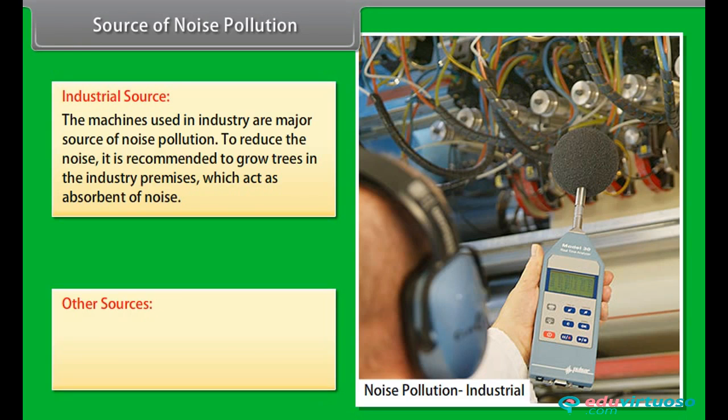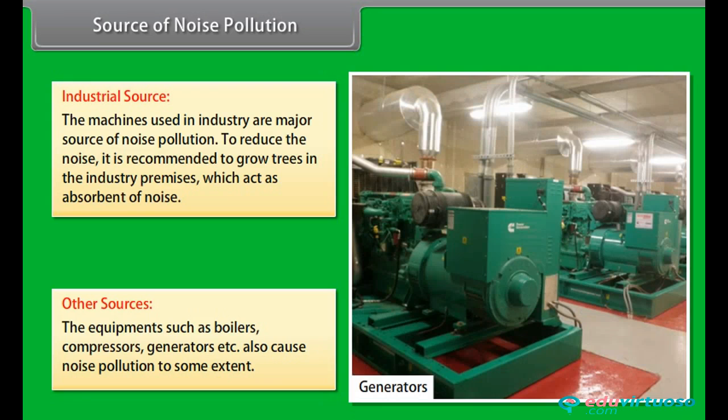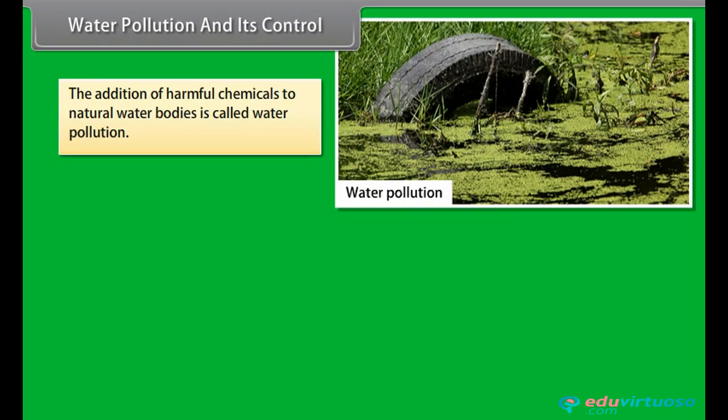Other sources. Equipment such as boilers, compressors, generators, etc. also cause noise pollution to some extent. Water pollution and its control. The addition of harmful chemicals to natural water bodies is called water pollution.